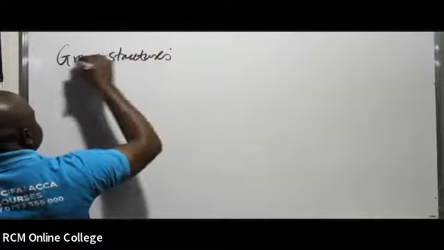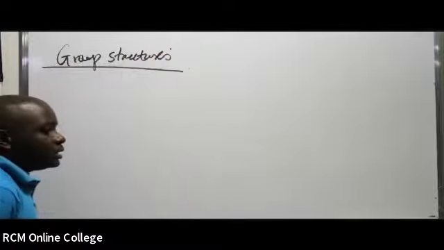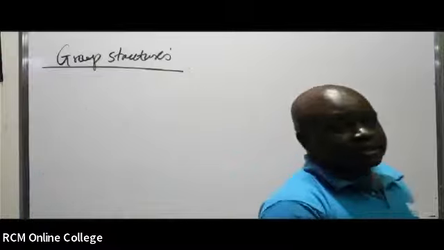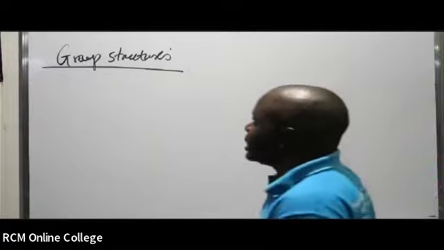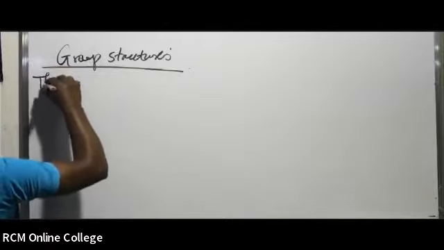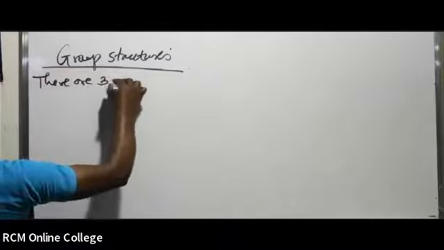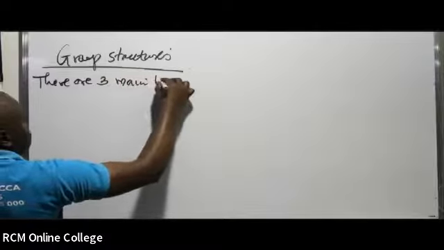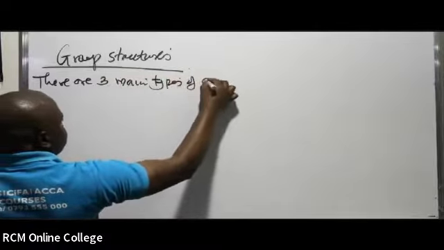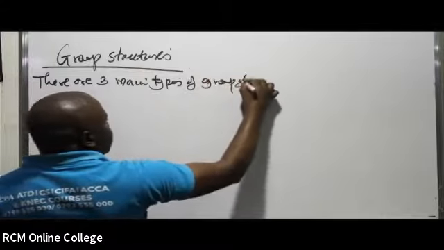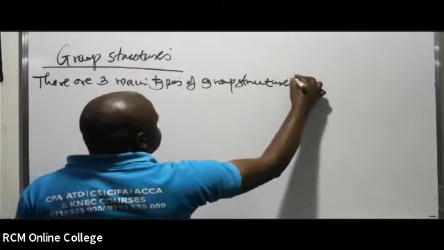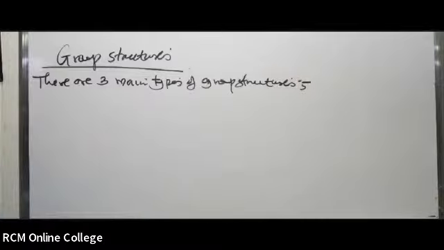And this is what you're supposed to always start with when you're solving a consolidated financial statement in an exam. You need to start with drawing a group structure. So you can write: there are three main types of group structures.